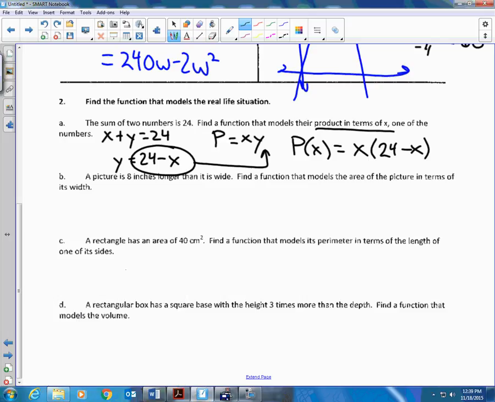Okay, there you go. Why don't you try B and C on your own and see if you can come up with those. B, a lot of people got during third hour. Not many people got C. Give it your best shot. We'll go over it together.